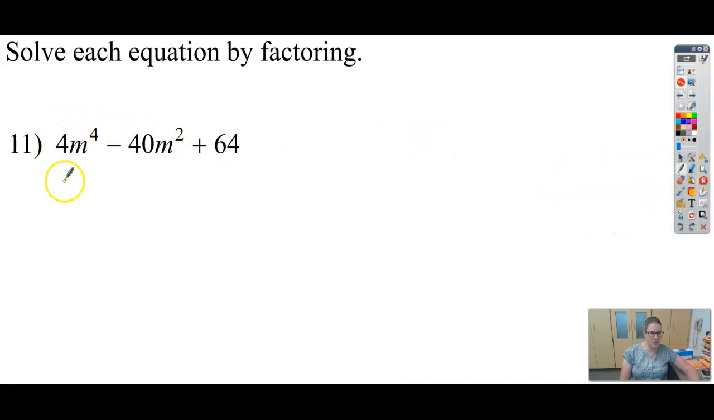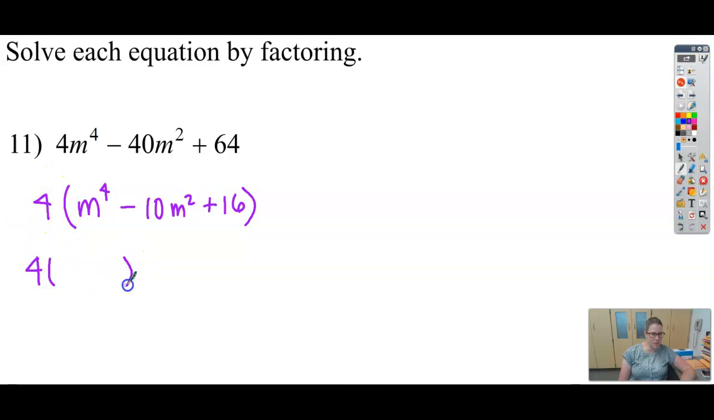So the very first step we always want to do is look for the greatest common factor, and it looks like 4 will go evenly into all of these. So I'm going to pull that 4 out front, so that will leave m to the 4th minus 10m squared. And then 64 divided by 4 is 16, so plus 16. Now I can go ahead and factor what's inside here.